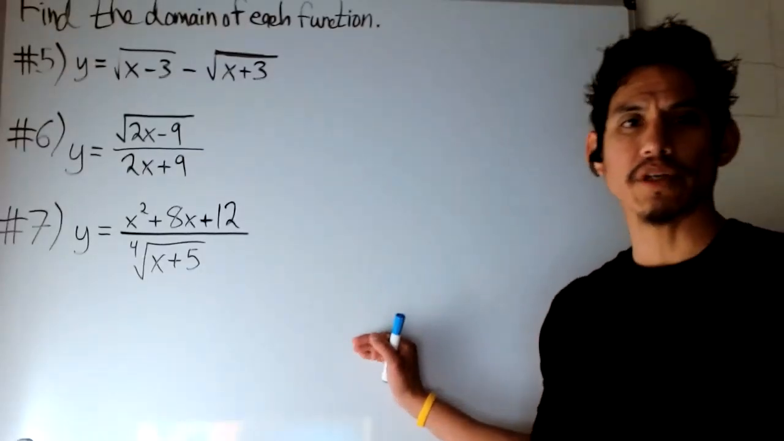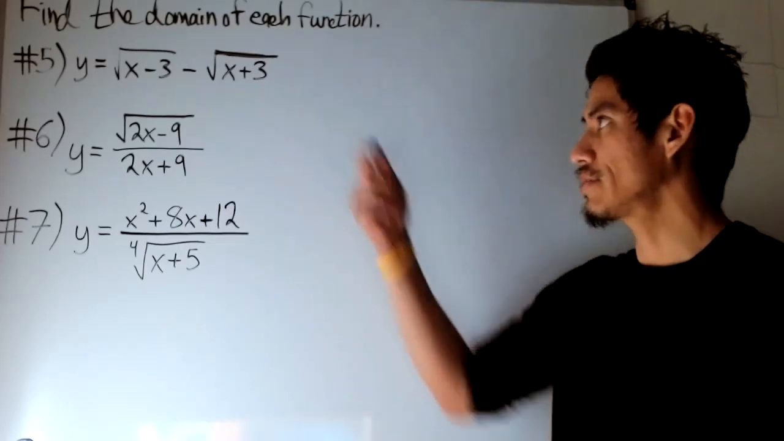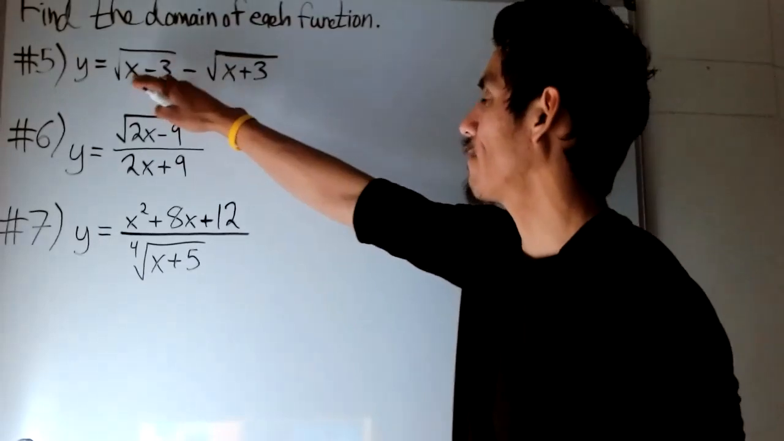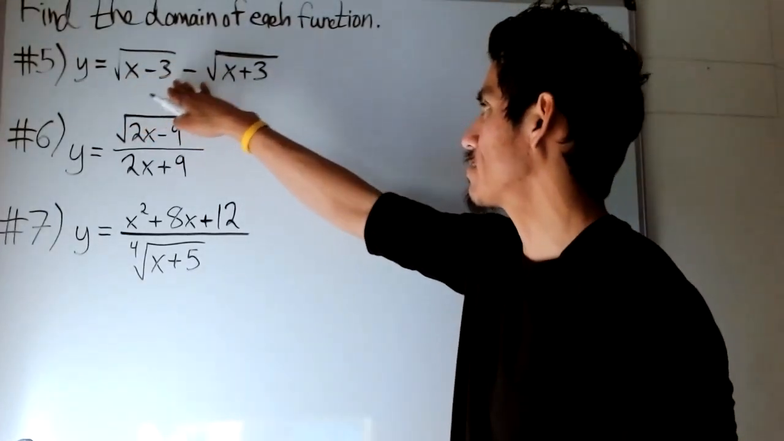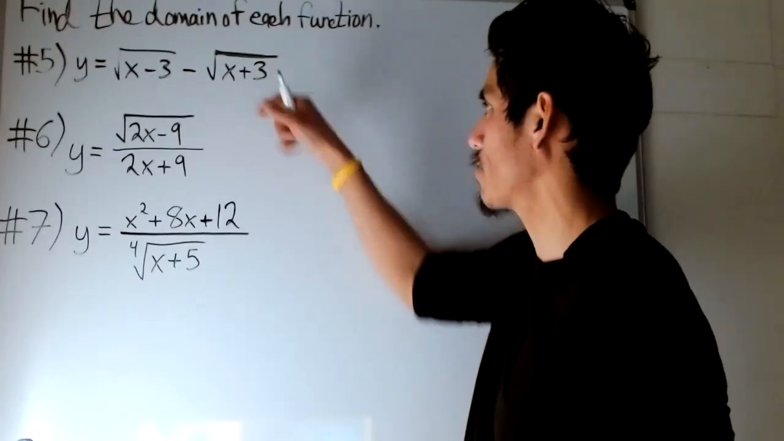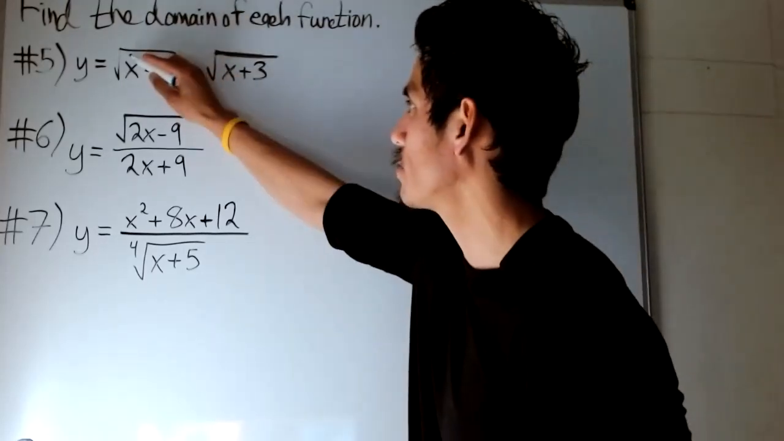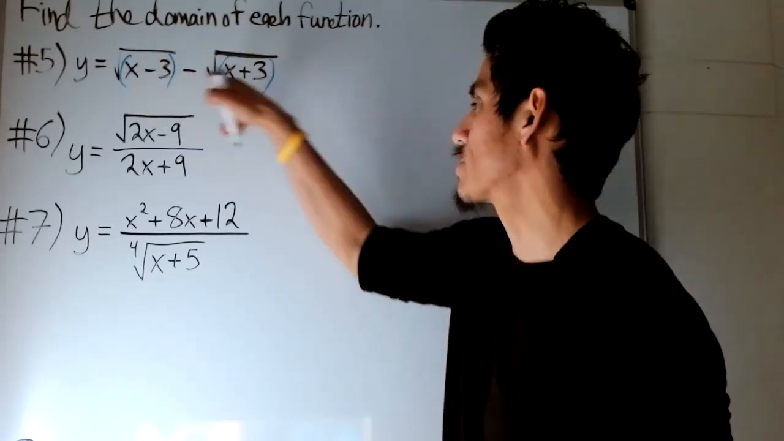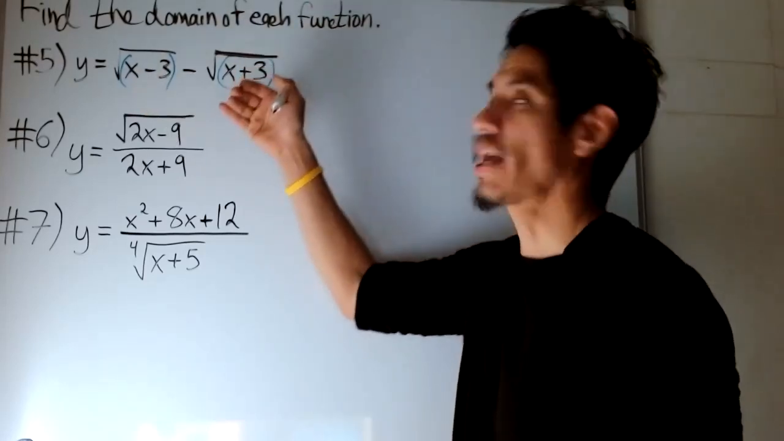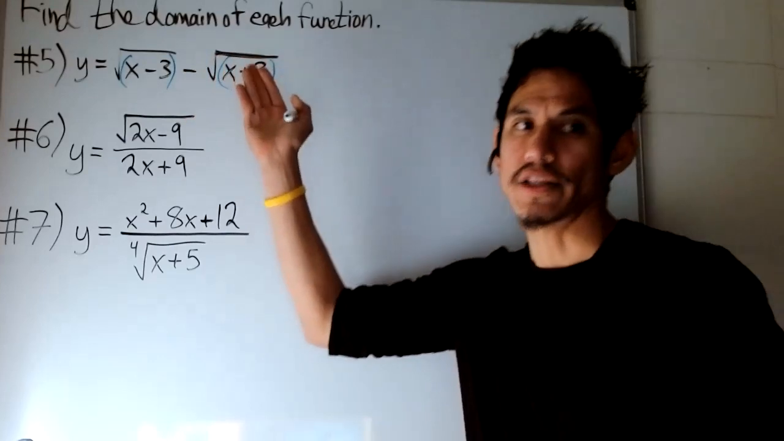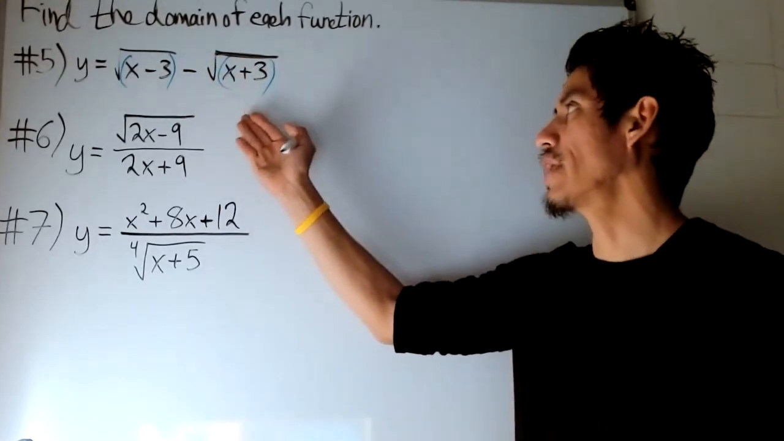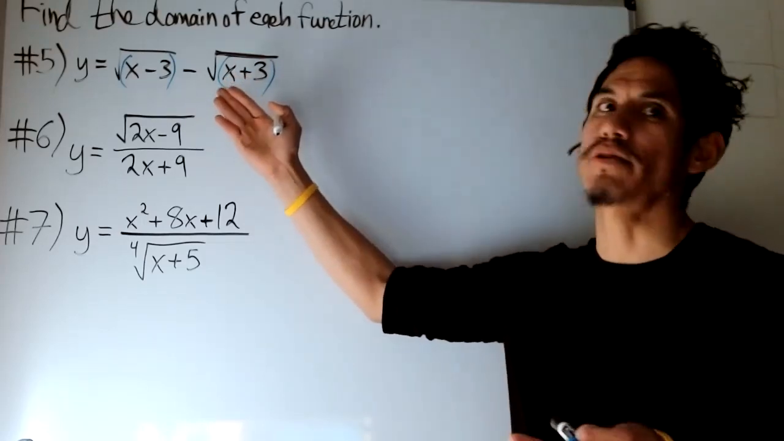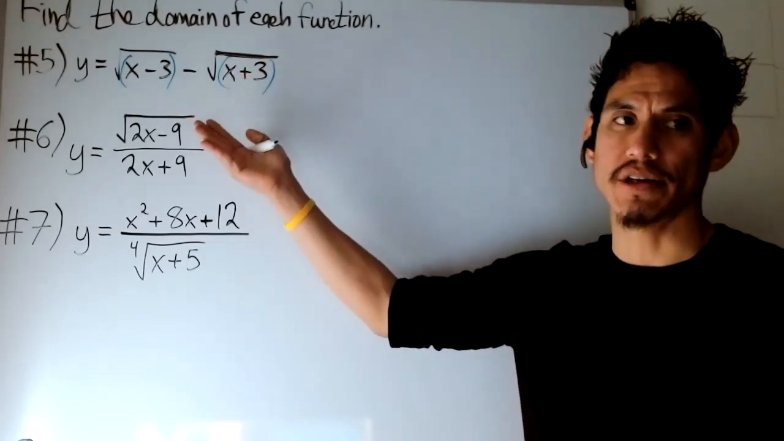All right, so let's go over a couple more examples on how to find the domain dealing with different types of functions. So for 5, we have y is equal to the square root of x minus 3 minus the square root of x plus 3. Again, we just want to make sure that we don't have anything inside the square root that's a negative number, because we can't take the square root of a negative number and still have a real number. We would have to get into the imaginary numbers.